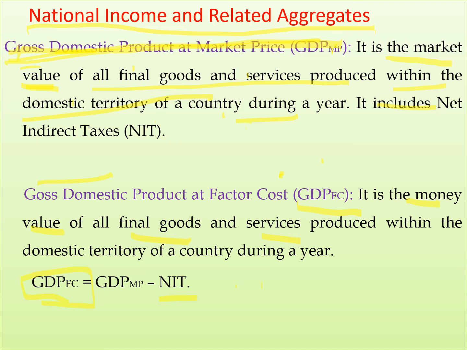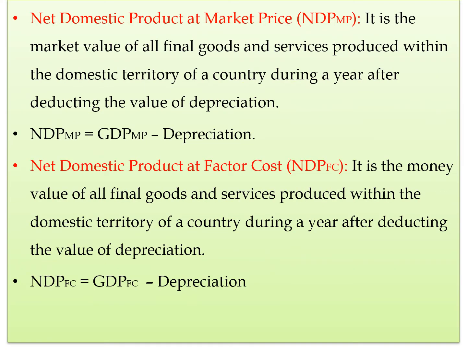Next one is net domestic product at market price. Net domestic product is the same as gross domestic product at market price, but after deducting depreciation you will get net domestic product at market price. Same for net domestic product at factor cost: after deducting depreciation you will get net domestic product at factor cost.